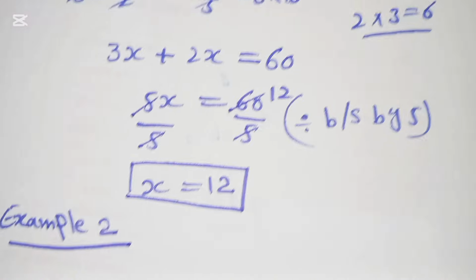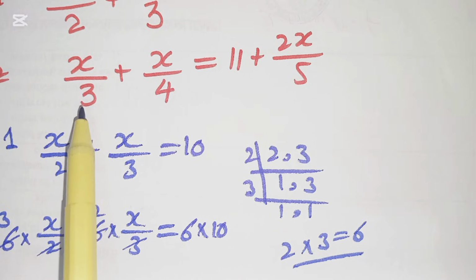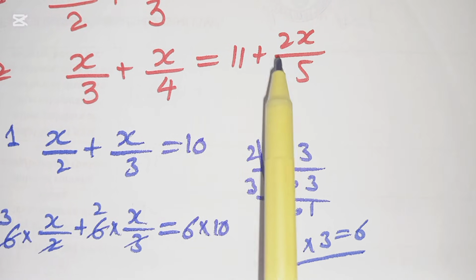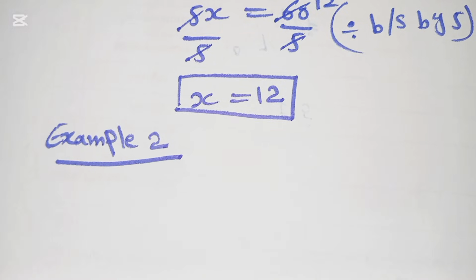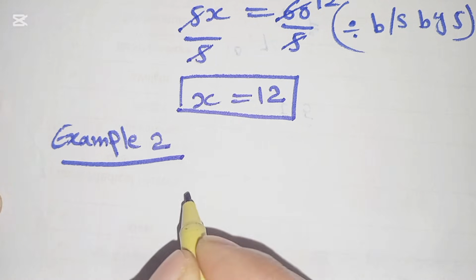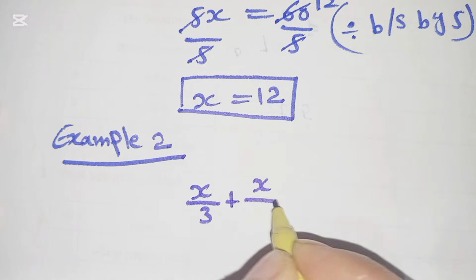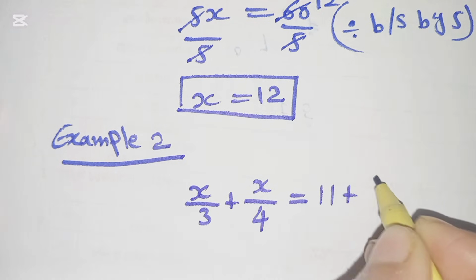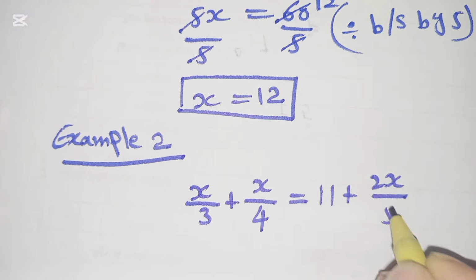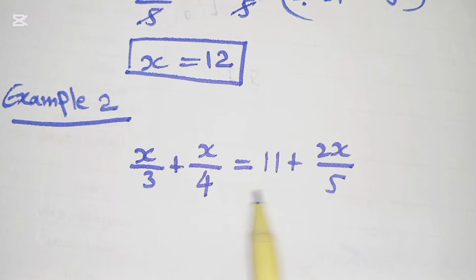Example number 2 is x plus 3 plus x over 3 plus x over 4 is equal to 11 plus 2x over 5. Now we can write the equation as x over 3 plus x over 4 is equal to 11 plus 2x over 5. And now here we take the LCM of 3, 4 and 5.